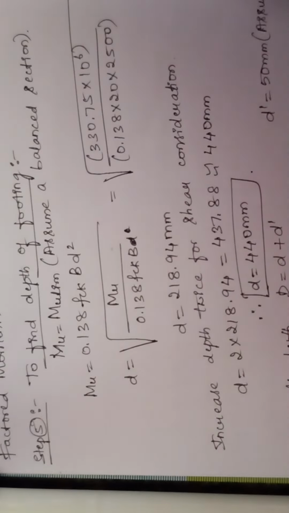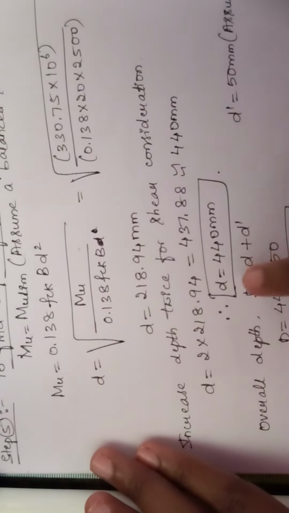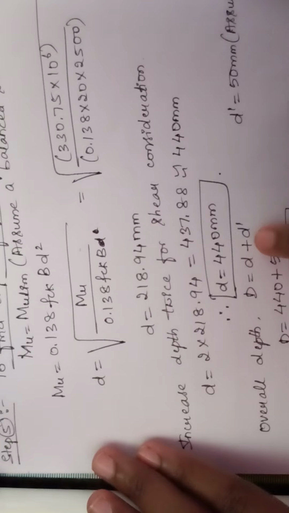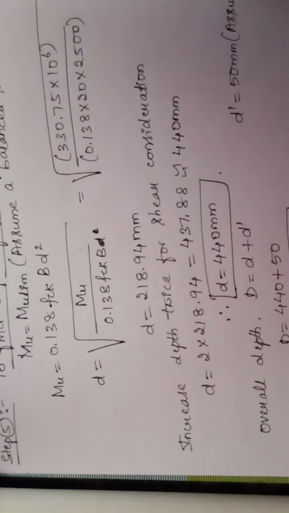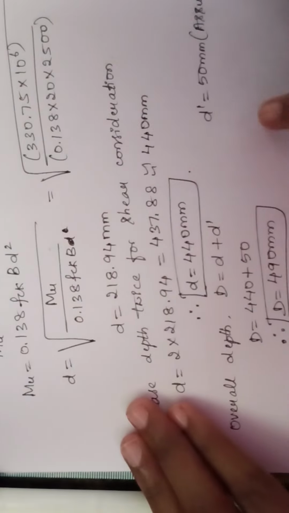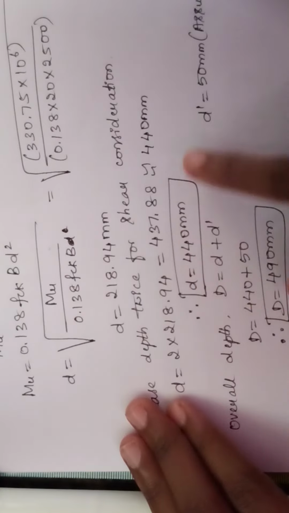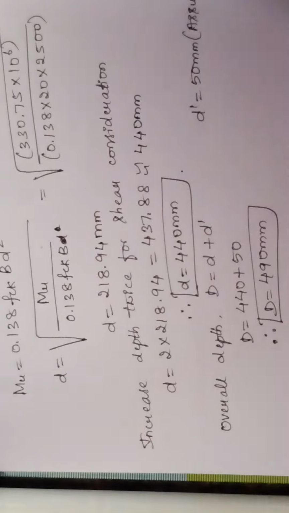Now from this effective depth, let us find the overall depth of the footing from the formula. We know that overall depth is equal to effective depth plus effective cover. If the effective cover is not given in the question, you yourself can adopt a value between 40 to 60 mm. Here let us adopt a value of d dash as 50 mm. We are assuming a value here as 50 mm, and let us add 440 with 50. We get the overall depth as 490 mm. So that gives you the depth of the footing.